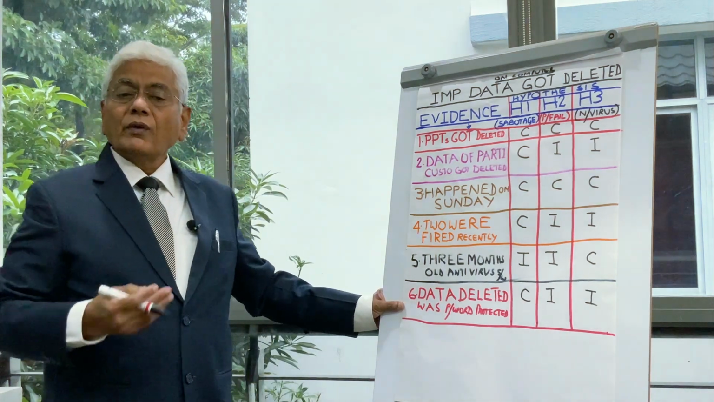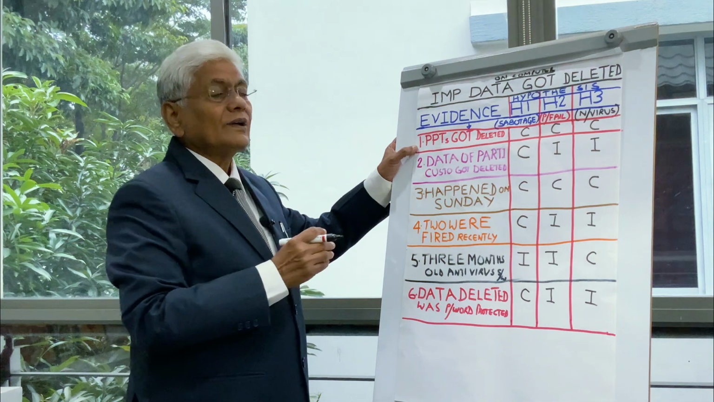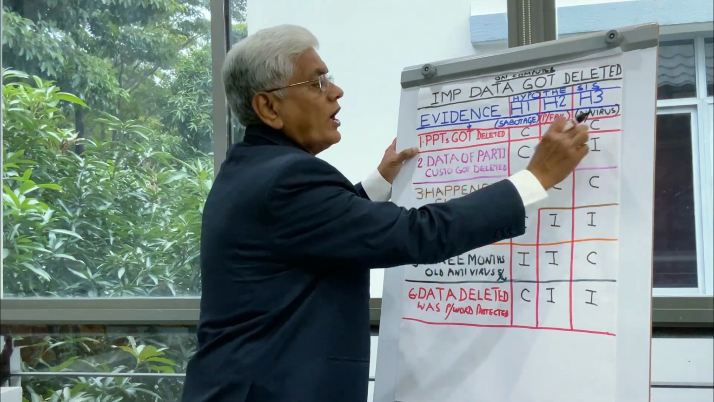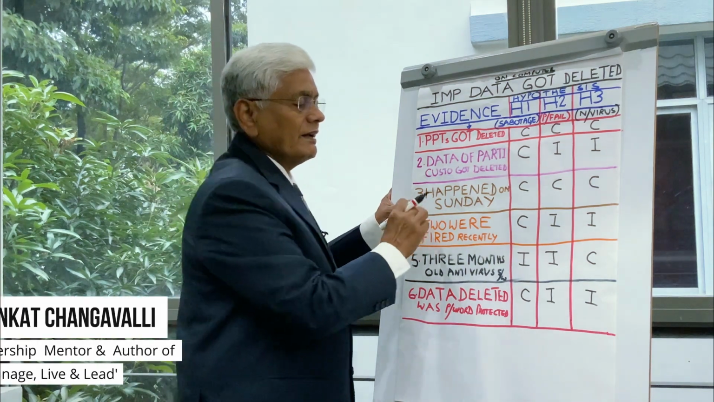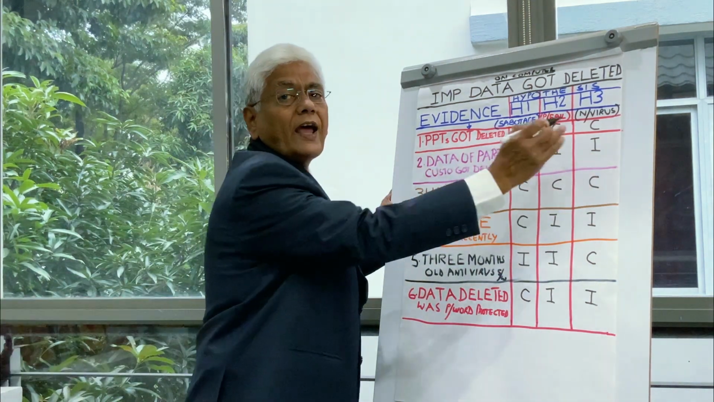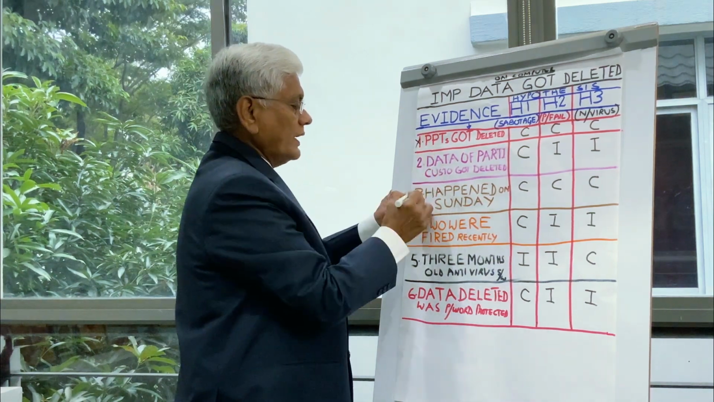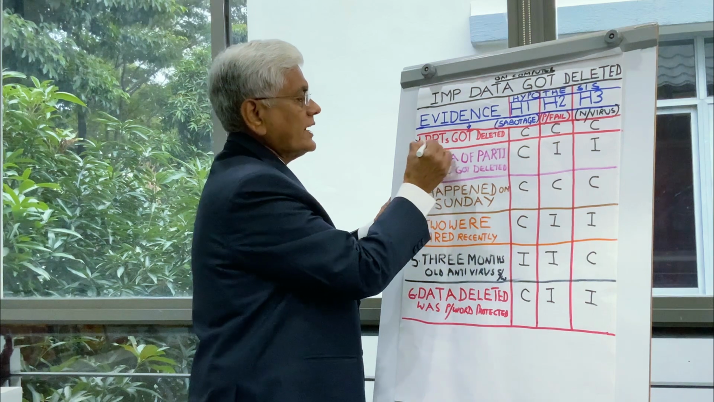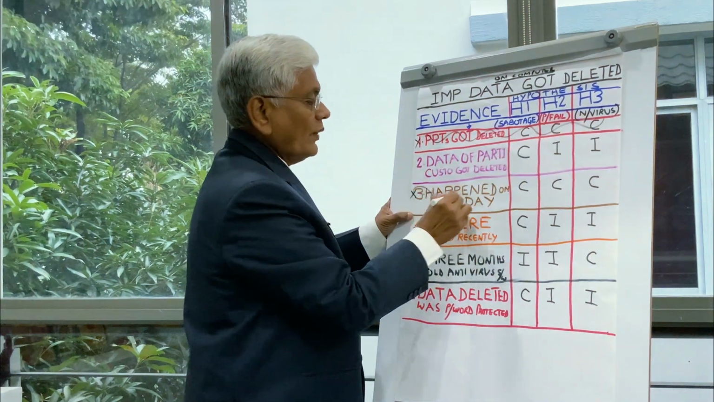Now, how do we go further? Look at evidence number 1, which is consistent for all hypotheses, and evidence number 3, that it happened on Sunday, is consistent with all hypotheses. That means it has no diagnostic value. So evidence 1 and evidence 3 get deleted completely. It is of no use at all.